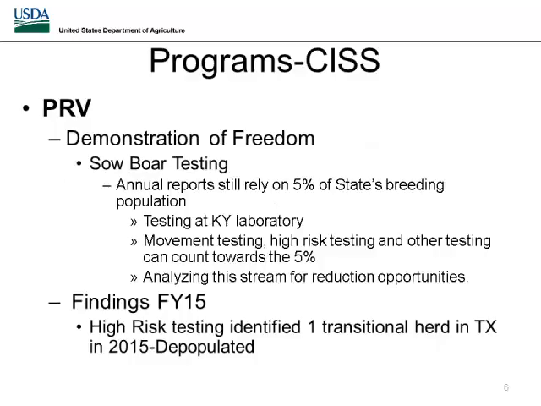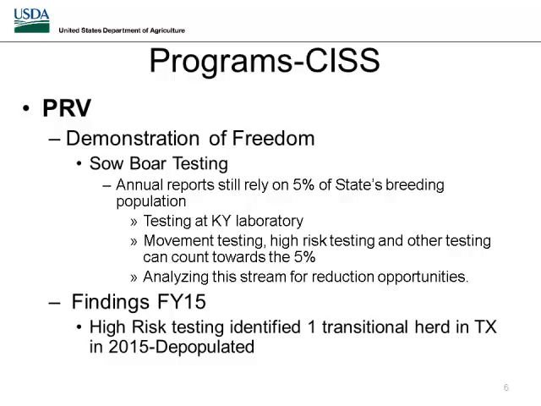For demonstration of freedom, we have our annual reports that we're still relying on, doing sow boar testing to rely on the 5%. And this is where we need to look at some of our goals and some of our efficiencies to say, can we improve this? Do we still need to do that 5% anymore for a demonstration of freedom? Because that's way over testing for OIE guidelines.